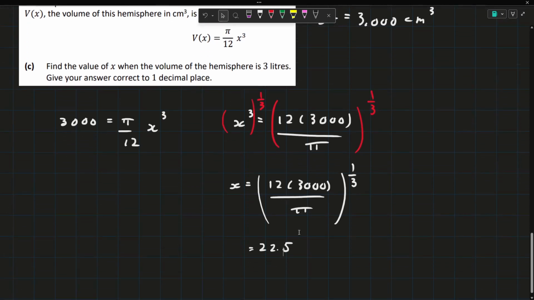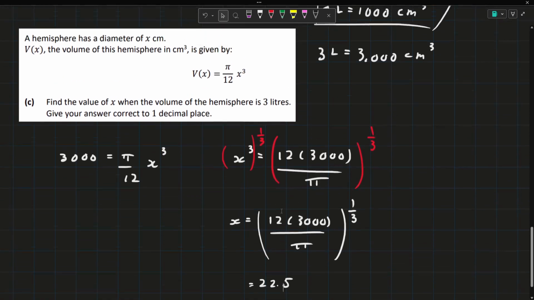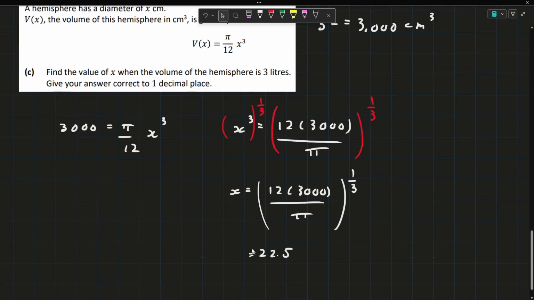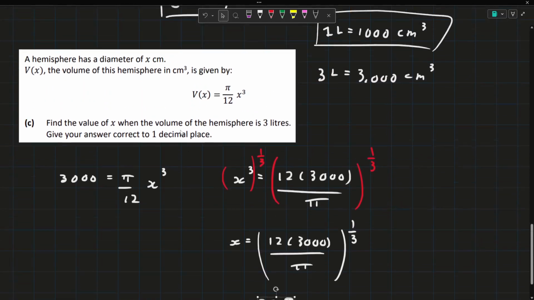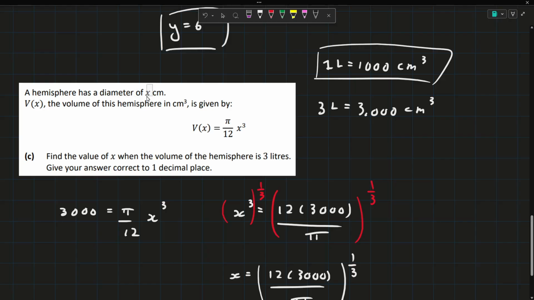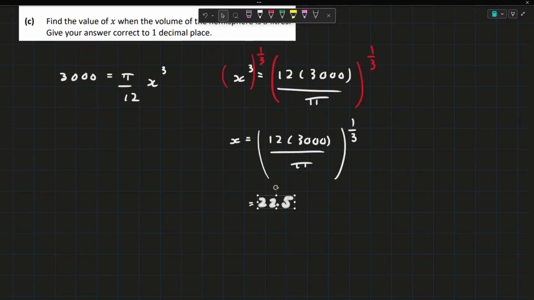And it's important, you shouldn't write 22.5 centimeters. Again, they're not too picky about this, but you shouldn't write that because here it says it's x centimeters. So if you wrote x equals 22.5 centimeters, then that means the diameter is 22.5 centimeters. But there's centimeters here already, so we don't need to write centimeters here.